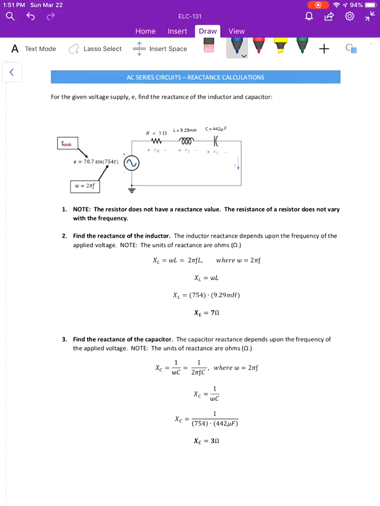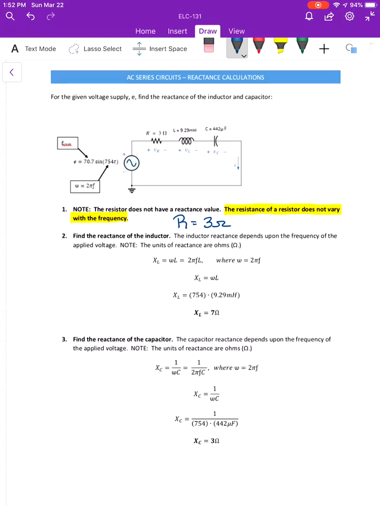In an AC circuit, it's necessary to determine how the components of the circuit react to the changing waveform. For the resistor, we assume that the resistance doesn't vary with the frequency, so we don't have to take into account the frequency. The resistor value is just going to be 3 ohms. So we don't really have to do anything with the resistor.